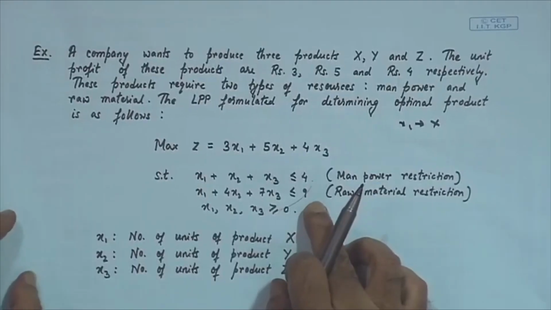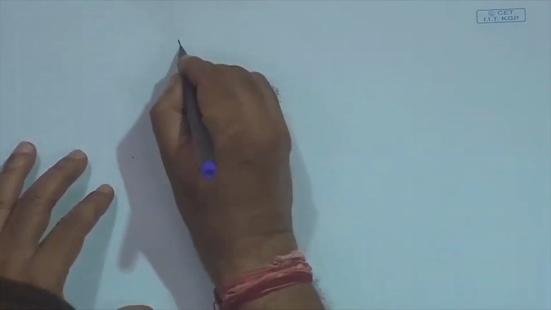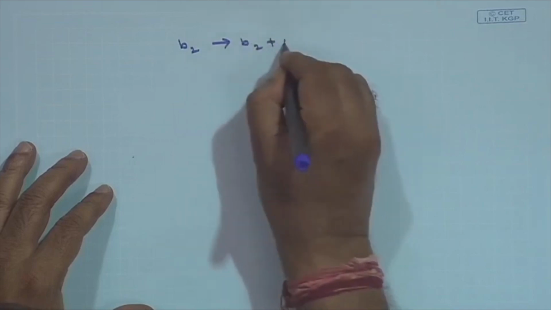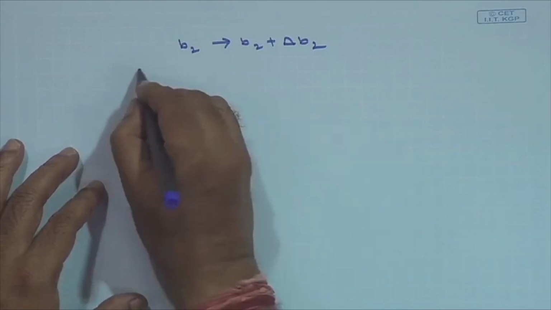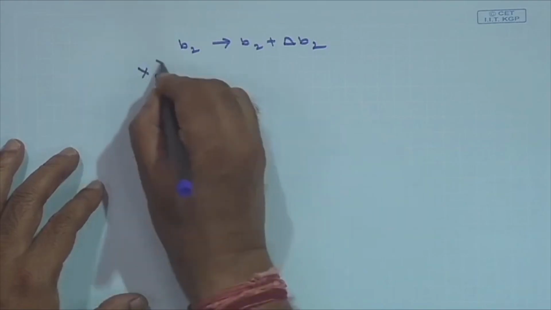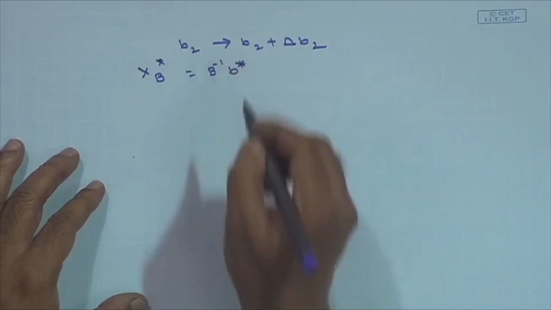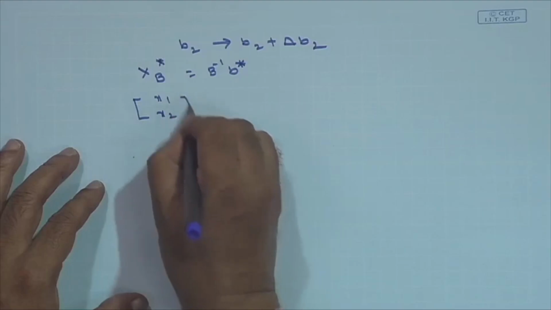Resource B2 means this value. If this value changes, how much can we change it? So, say B2 is changed to B2 plus delta B2. Suppose I am making the change. So, again following the same steps, x_B star equals B inverse b star. From here I can write down x1 x2.